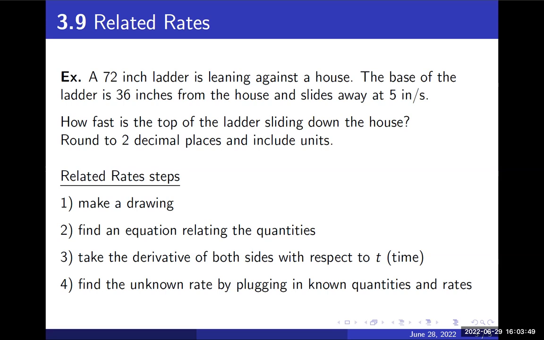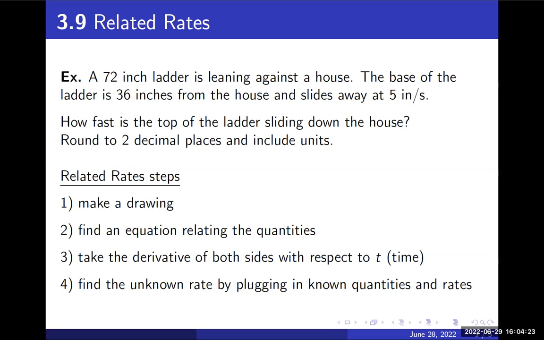So when we did that ladder question, once we had the derivative of both sides, we looked back up to the question itself. How fast is the top of the ladder sliding down the house? We realized, okay, that's talking about dy over dt. So that's the value I'm trying to figure out. Well, then I can plug in a value of x, a value of y, and a value of dx over dt. Once I put all those values in, then I can solve for dy over dt and get my answer.